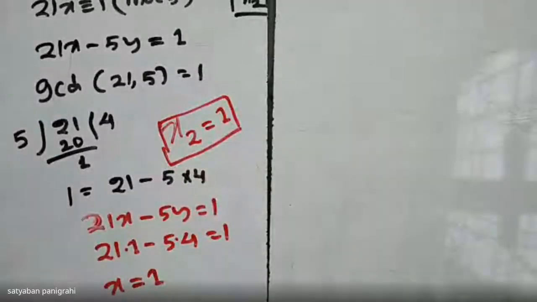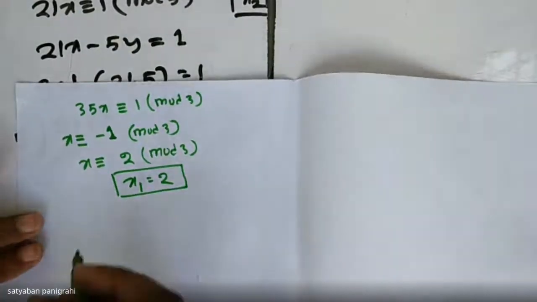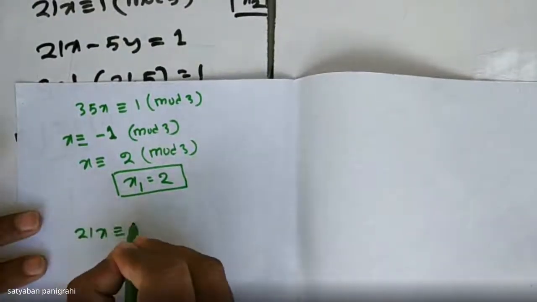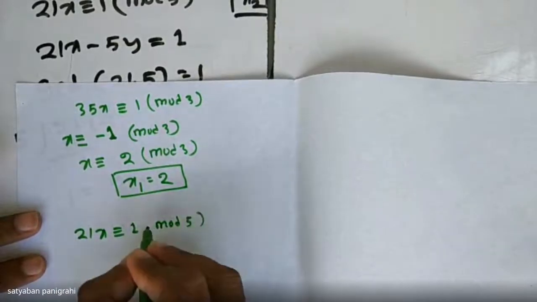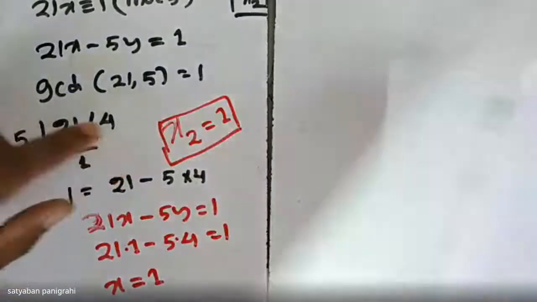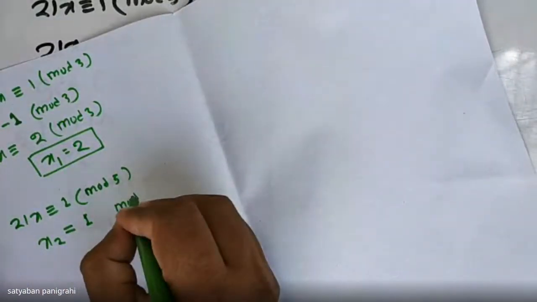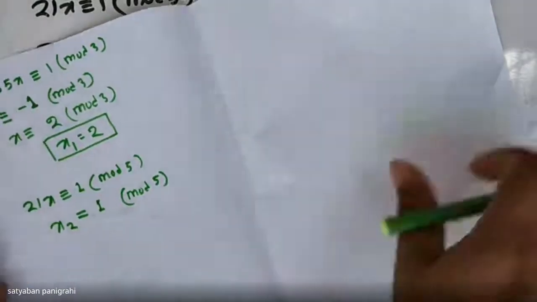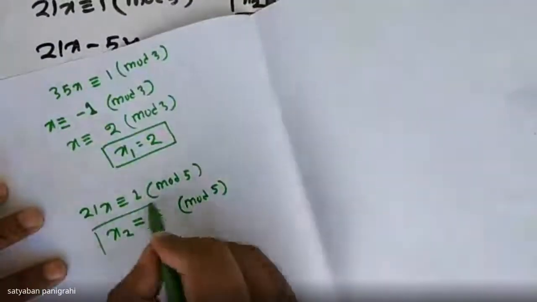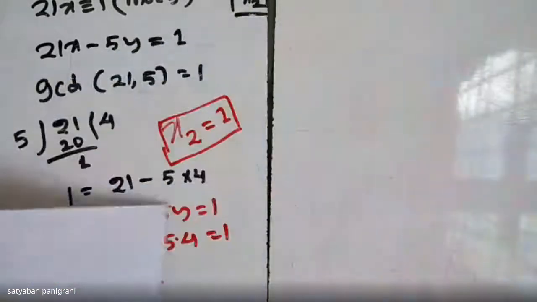So for the second question, we have 21x congruent to 1 mod 5. We have got x2 as plus 1 mod 5. This is the solution of the first one. This is the solution of the second one. Similarly, solve for the third one.